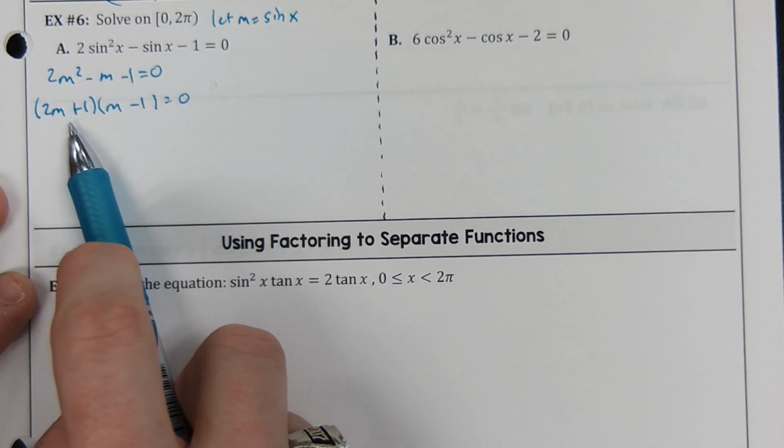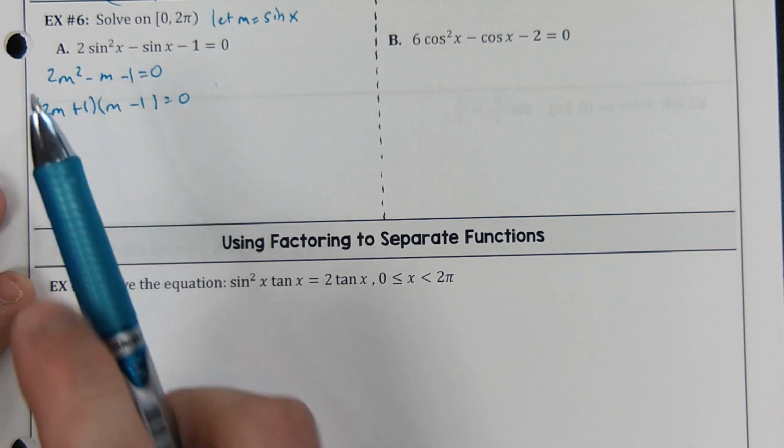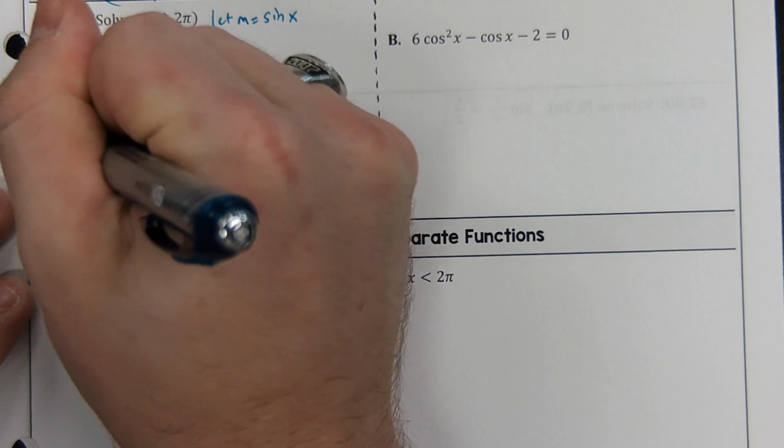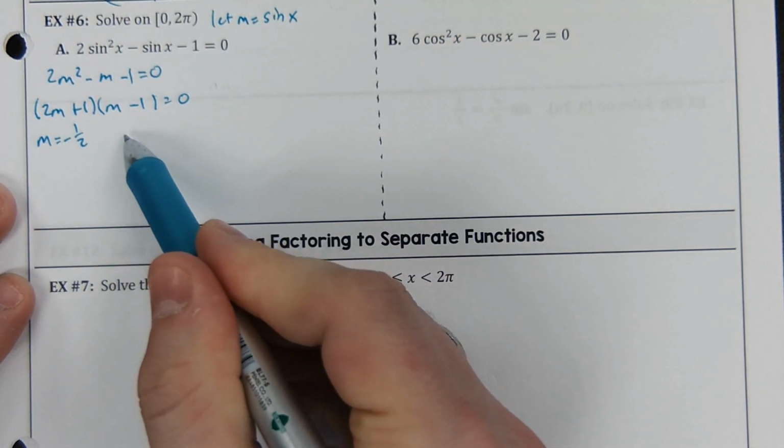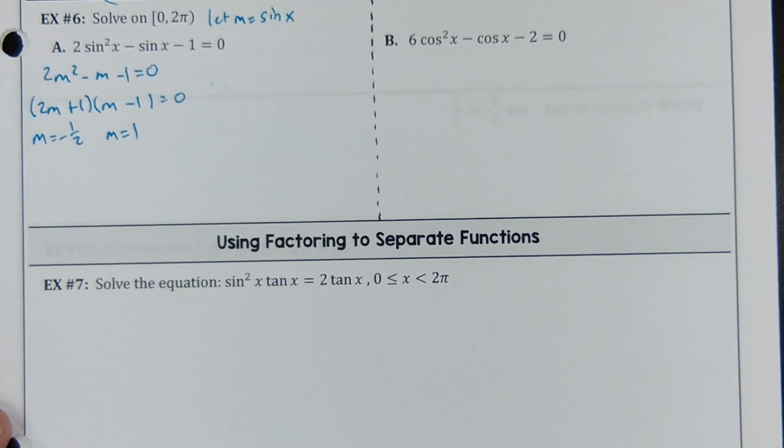Here, if you set this equal to 0 and subtract 1 and divide by 2, you get m equals negative 1/2. Here, you get m equals 1. Everybody comfortable with that idea? Fantastic. Remember, we're not solving for m, we're solving for x. We made a substitution. So unsubstitute.